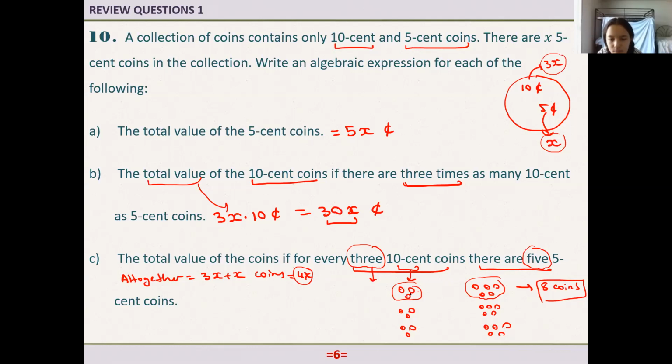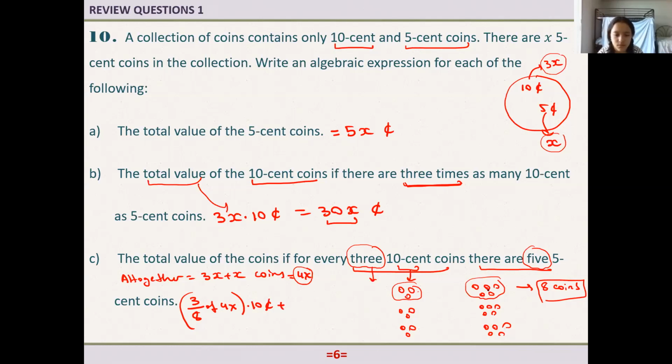Now we know that for every 3 10-cent coins, we have 5 5-cent coins. That means that if we have 8 coins here, 3 of them are 10-cent coins, 5 of them are 5-cent coins. So that means 3 out of 8. Here we have 3 out of 8 of how many coins? 4x. They are 10-cent coins.